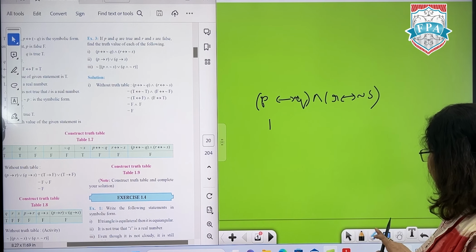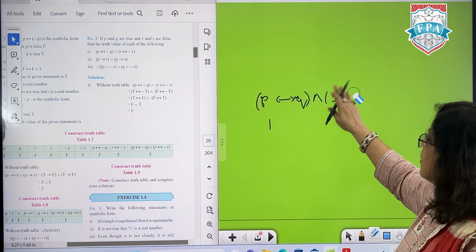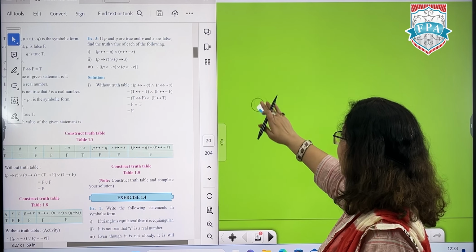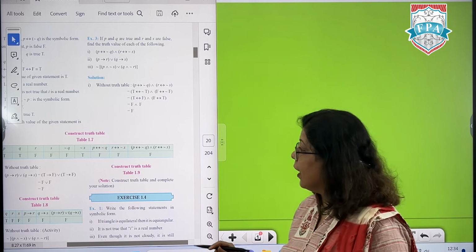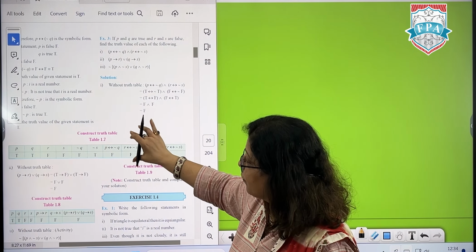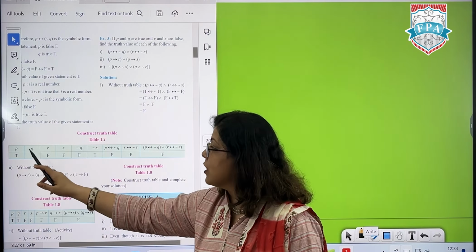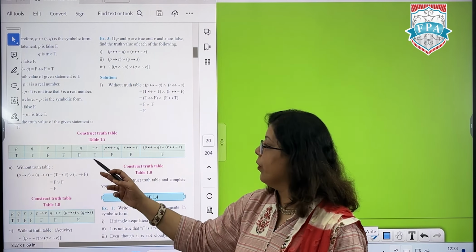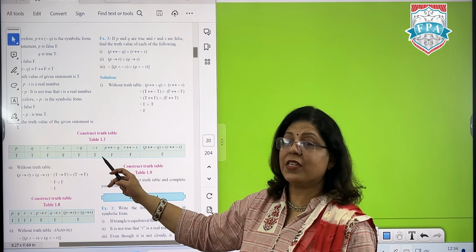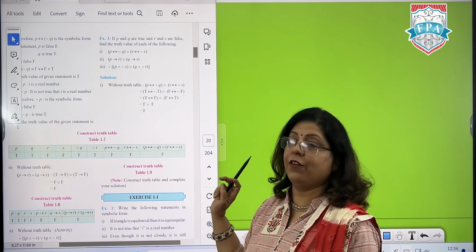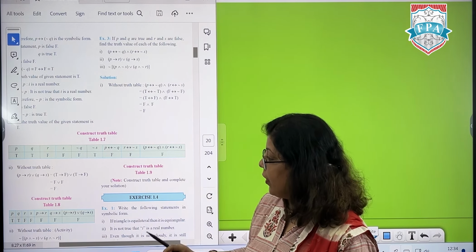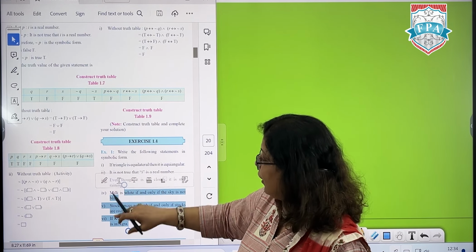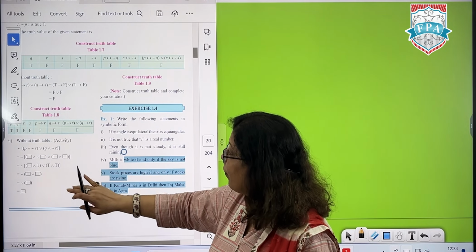अब यहाँ पे हम एक truth table बना लेंगे. So that truth table will come in this format. First P, Q, R, S, their respective values, negation of Q, negation of S, and then the connectives to get the final answer. So let's construct the truth value or truth table for the next question.